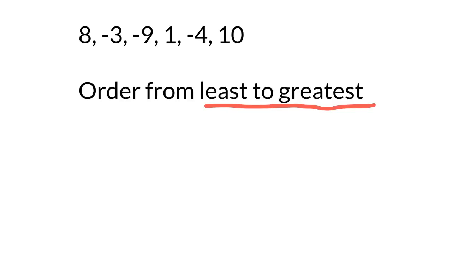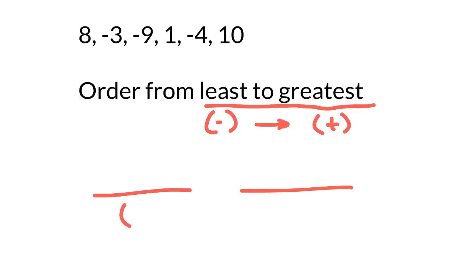The first thing is I want to say least, in this case, since I have negatives, is going to be negative, and greatest is going to be positive. So I want to go from my negatives to my positives. So what I'm going to do is set up two lines. These are going to be my negative numbers, and these are going to be my positive numbers. So I've created like a negative world and a positive world. Now, the next thing I want to do is find what is my smallest number to be in my least category, and what is the biggest number to be in my greatest category.